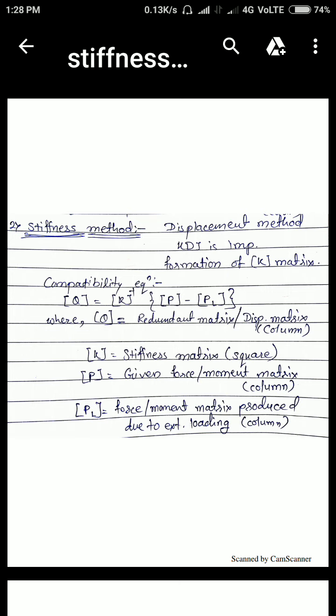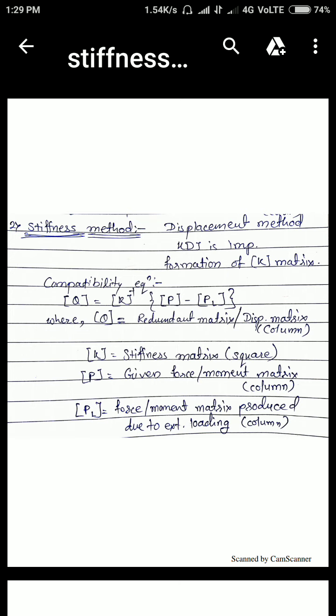So in the displacement method, the stiffness method, we have to find out KDI, the kinematic degree of indeterminacy. What is kinematic degree of indeterminacy? We have to find out how many joint displacements we have in a particular structure. That we have to find out first, and according to the number of KDI, we have to form a stiffness matrix. So in the next step we have the formation of the stiffness matrix, the K matrix.